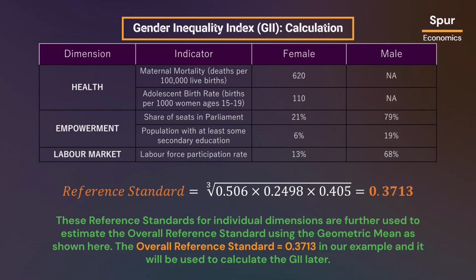These reference standards for individual dimensions are further used to estimate the overall reference standard using the geometric mean as shown here. The overall reference standard is 0.3713 in our example, and it will be used to calculate the GII later.